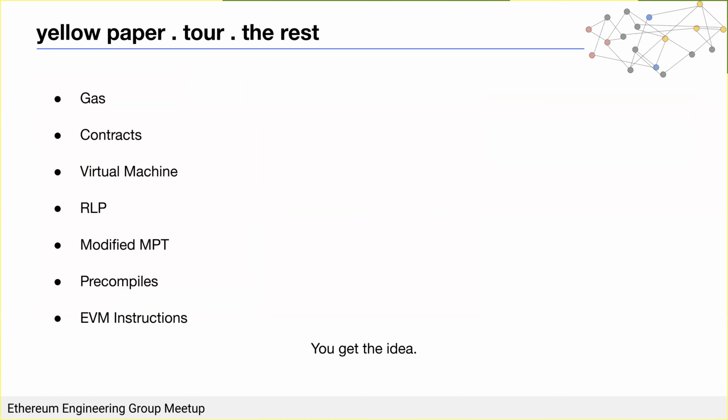And we have the rest of the yellow paper. We have the gas definition. We have how contracts work. We have the entire virtual machine, RLP, modified Merkle-Patricia trees, a list of all the pre-compiles and EVM instructions. You all know blockchains. You get the idea. You know what's in the yellow paper.